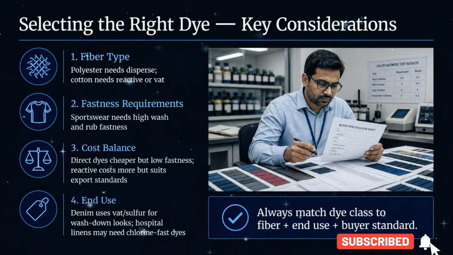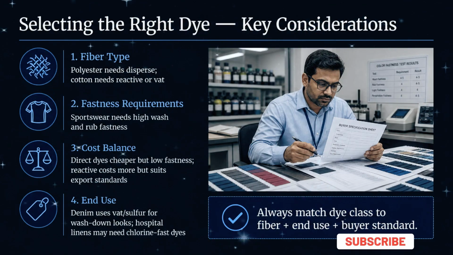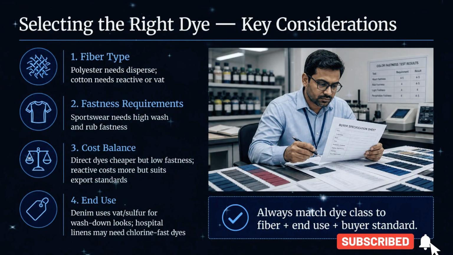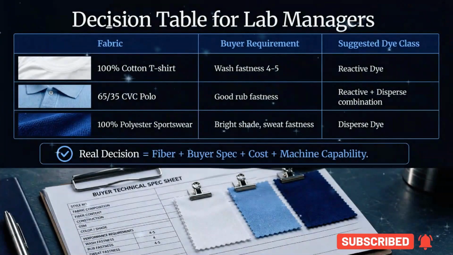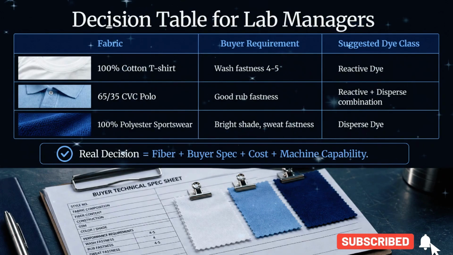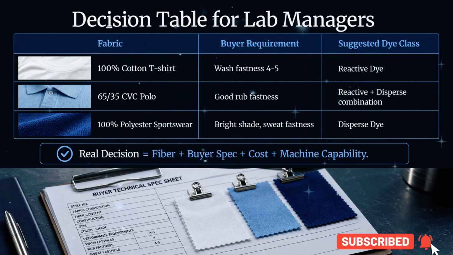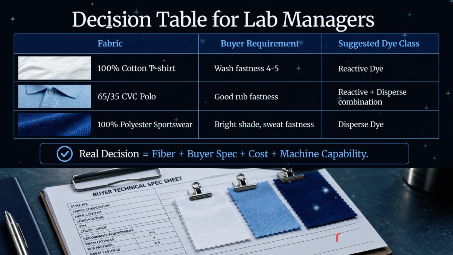Selecting the right dye requires considering fiber type, fastness requirements, cost balance, and end use. Always match the dye class to the fiber, end use, and buyer standard to ensure quality. This decision table illustrates dye selection examples. For a 100% cotton t-shirt needing high wash fastness, reactive dye is suggested. For a CVC blend requiring good rub fastness, a reactive plus disperse combination works. The real decision balances fiber, buyer specifications, cost, and machine capability.